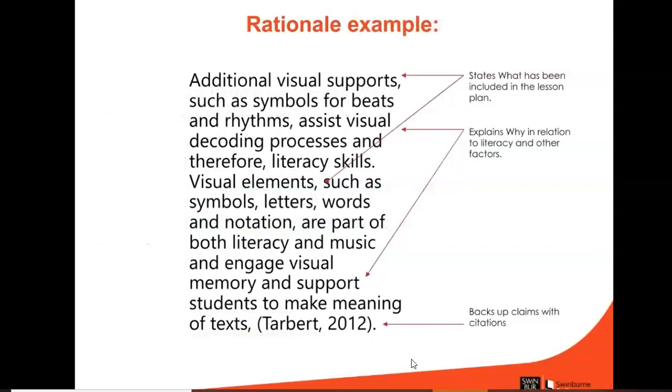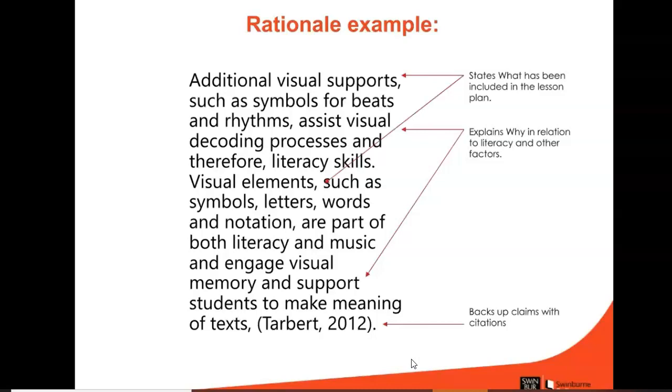Here's an example. Additional visual support such as symbols for beats and rhythms assist visual decoding processes and therefore literacy skills. Visual elements such as symbols, letters, words and notation are part of both literacy and music and engage visual memory and support students to make meaning.